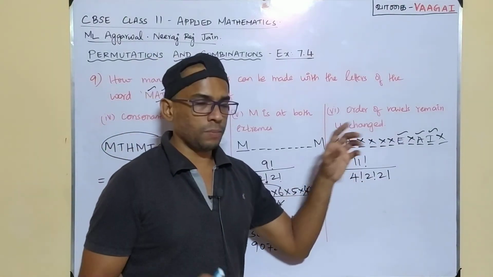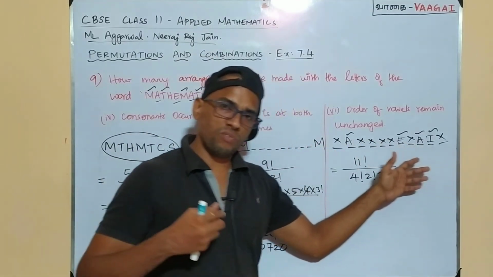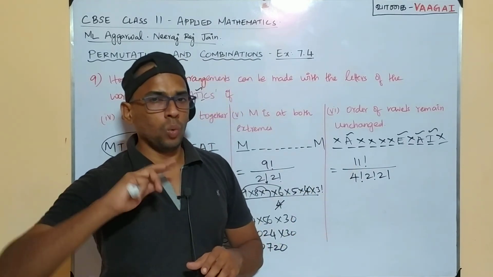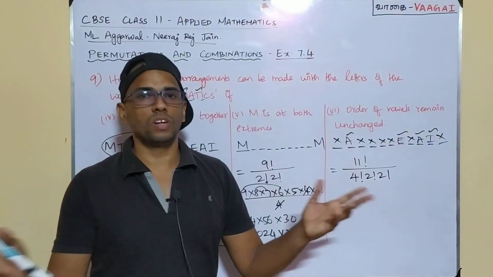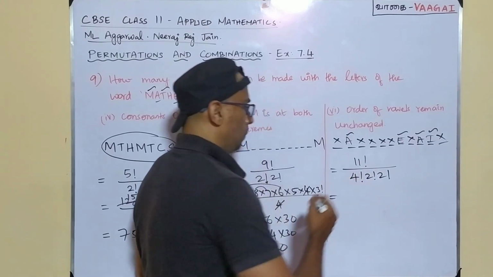Since the order of the vowels need not be changed, we can take them to be 4 identical objects lying over there, for which 4 factorial, and for 2 m's 2 factorial, and for 2 t's another 2 factorial. That's it. This will finish the problem. So I think when you solve this one, you can easily get the answer for this. So let's complete this calculation.